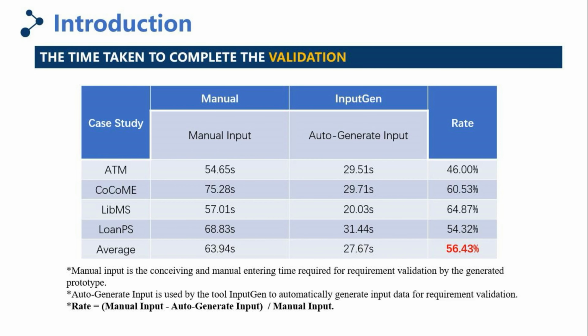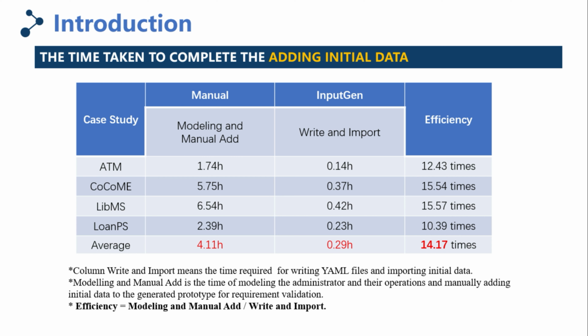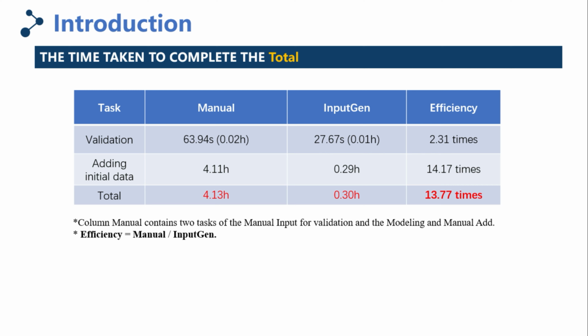As shown in the table, we demonstrate that InputGen can improve the efficiency of requirements validation by 56.43% compared with the original generated prototype from RM2PT. In addition, we compared the modeling time and the time cost of writing the YAML file. As the table shows, on average, it takes 0.29 hours to write the external file with the same initial data, while modeling the administrator and manually adding the same data takes 4.11 hours. To sum up, using InputGen can improve the time efficiency by 13.77 times in the entire requirements validation compared with manual work, making the requirements validation more convenient and easy.